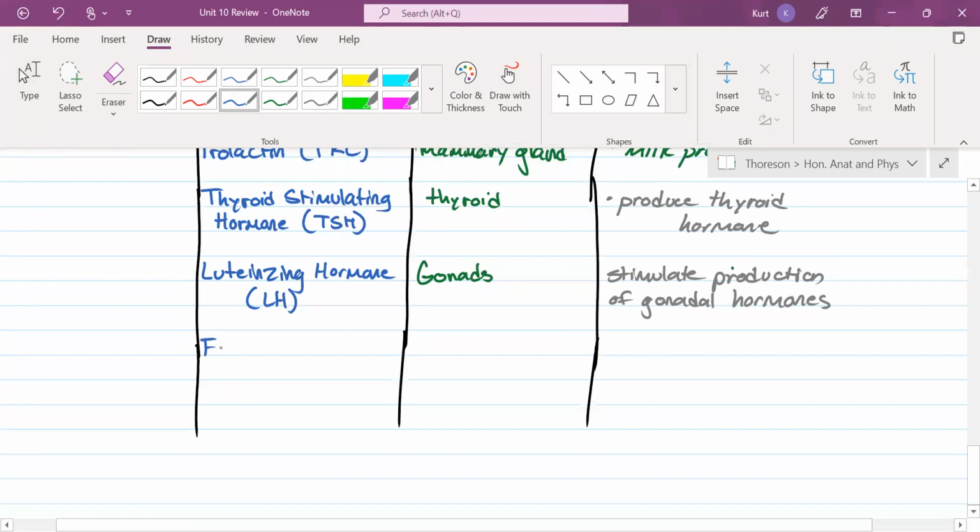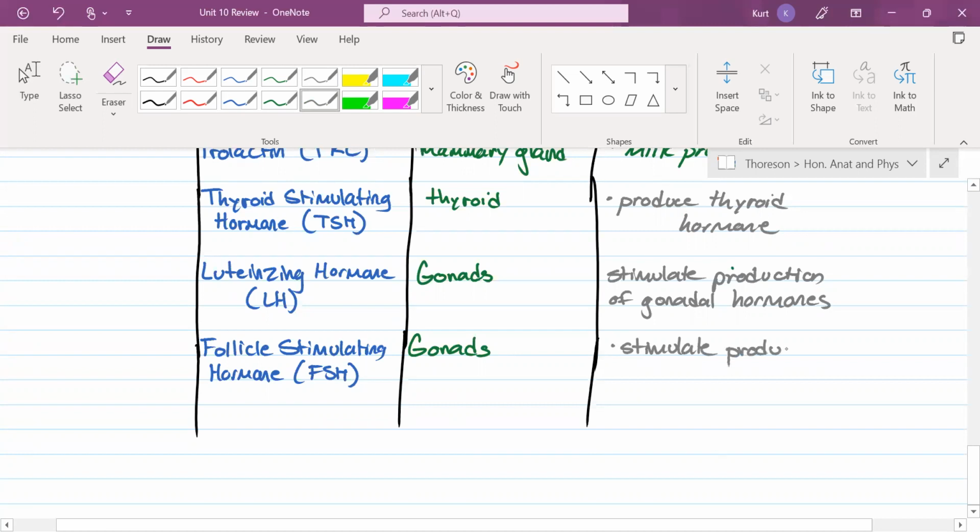Estrogen. Good. Next, we have follicle stimulating hormone. Be sure you guys know the abbreviations. FSH. What does this target? Targets the gonads, testes, and ovaries. What does it trigger them to do? What else happens in the gonads besides production of hormones? No, that's going to be hormones. Stimulate production of what? Oh, sperm and egg.